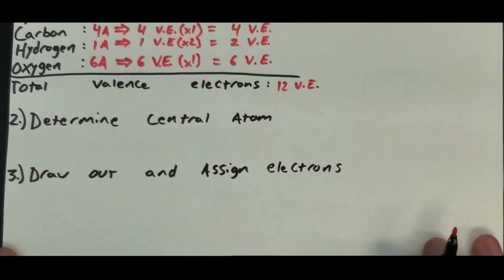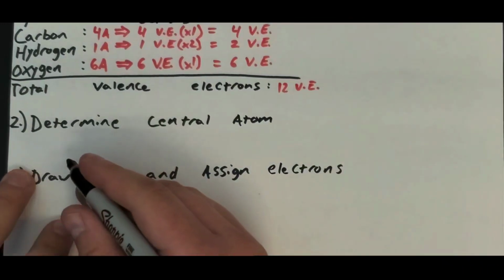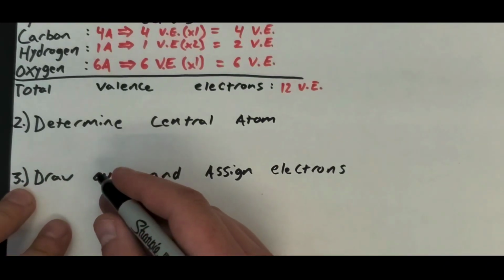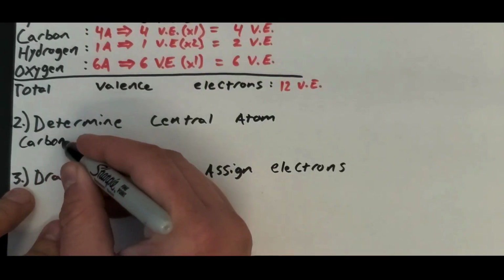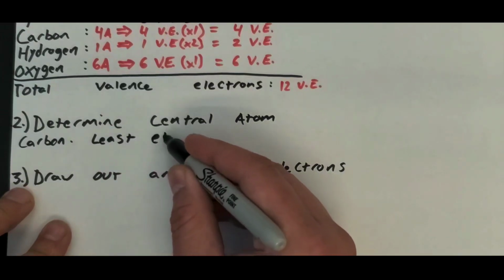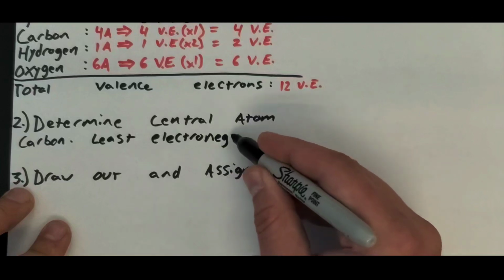Now, to determine the central atom here, we kind of have a couple choices between carbon and oxygen. And the rule of thumb is we choose the least electronegative element. So that would be carbon in this case. So carbon, because it's the least electronegative.